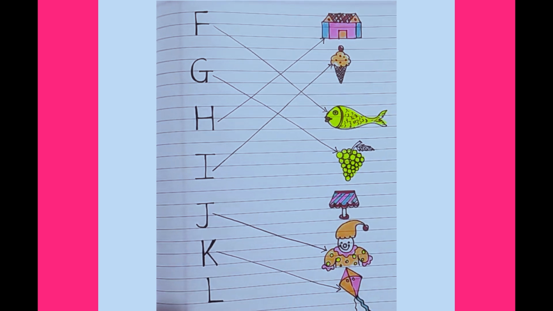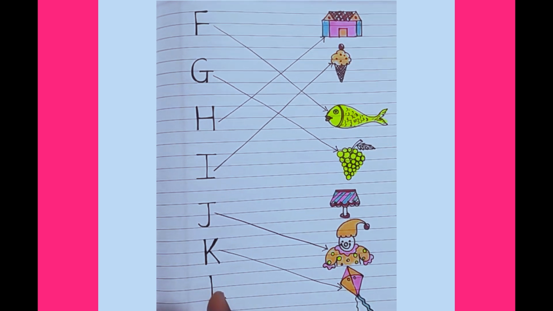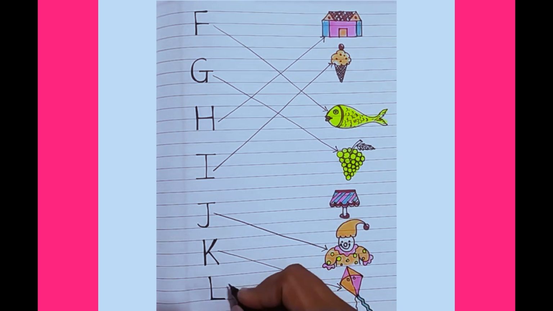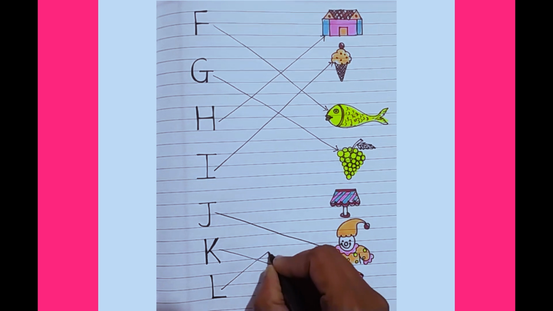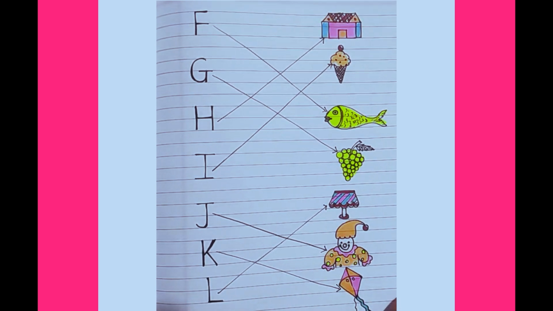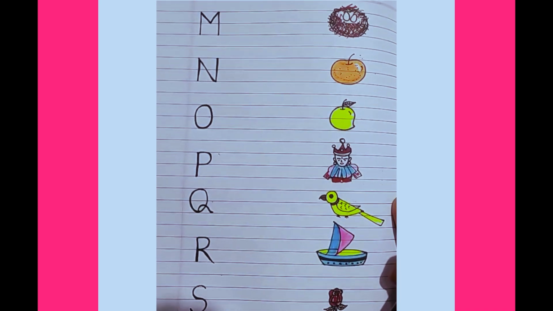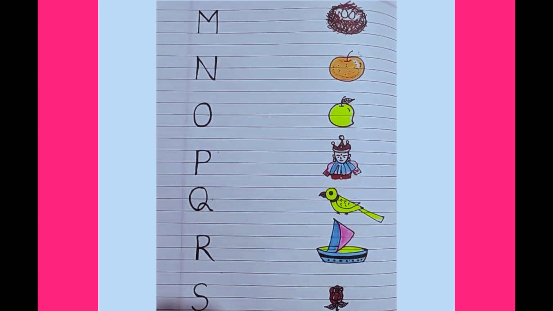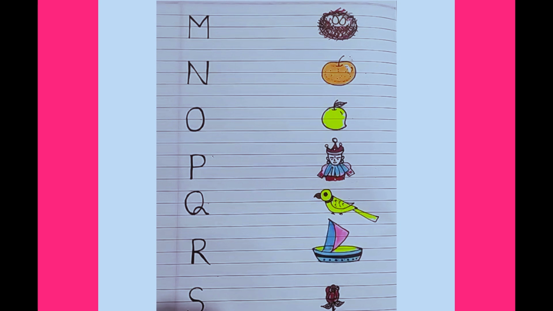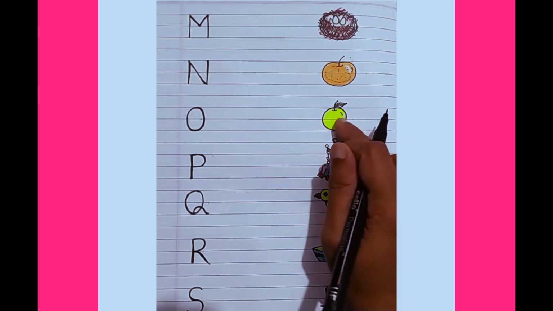And where is L? L is here and L for lamp. Lamp is above the joker's picture. Okay, then match this L with lamp. The next letter, see here, M. M for mango. Here is the mango.